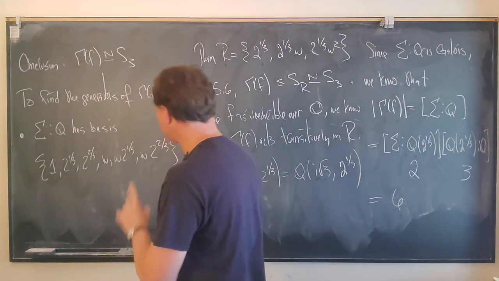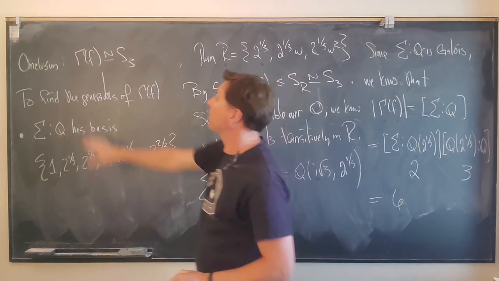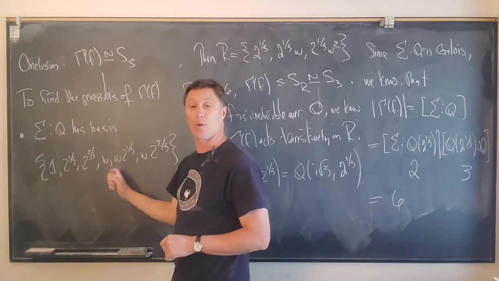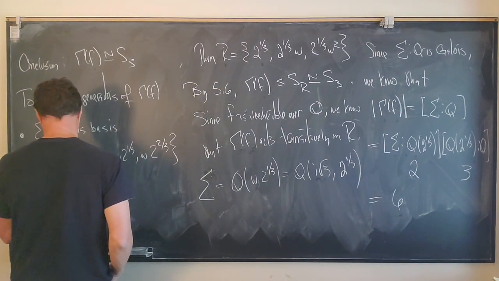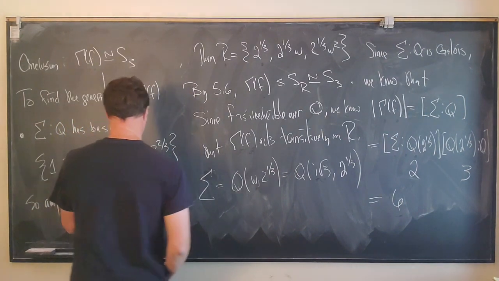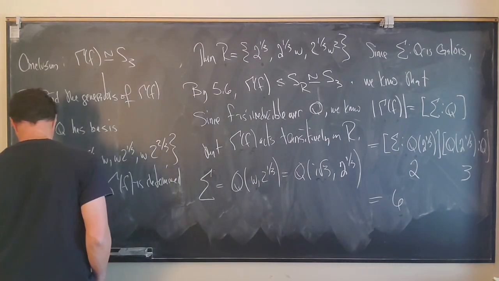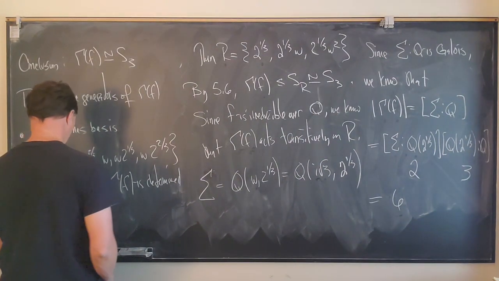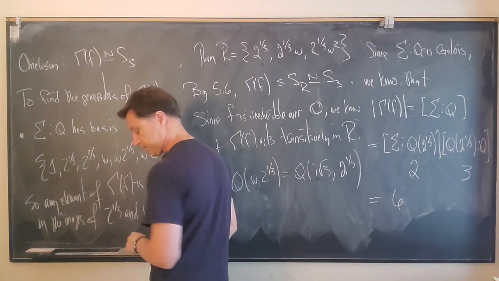Now that tells us that if we want to know what an element of gamma of f looks like, it's going to be completely determined by knowing what it does to 2 to the 1/3 and omega. So any element of gamma of f is determined by the images of 2 to the 1/3 and omega.